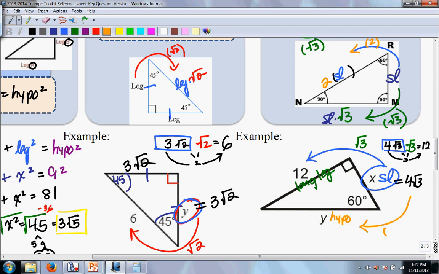To go this way, we're going to times by 2. So we do 2 times 4 root 3. You only multiply the outies, so it's 8 root 3. So our hypo here, in this case, is 8 root 3.